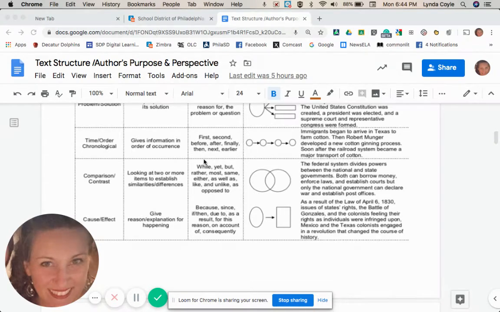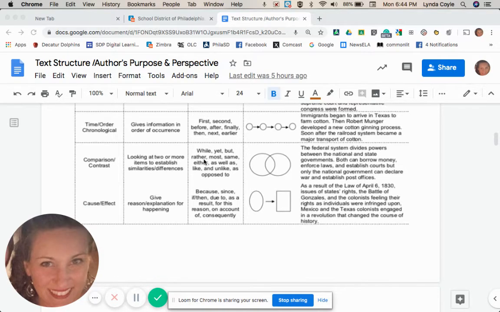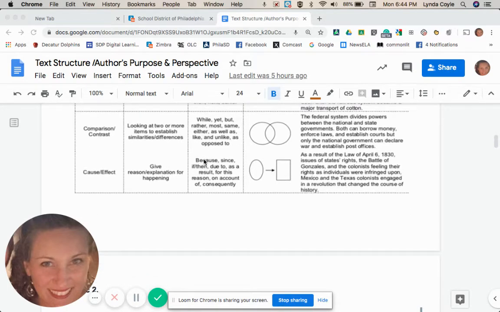First, second, then, next. When things are sequenced in a specific order, usually it's telling you specifically in an order of how things happened. Compare and contrast are looking at two different items and establishing their similarities or differences. And cause and effect give a reason and then explain something happening.